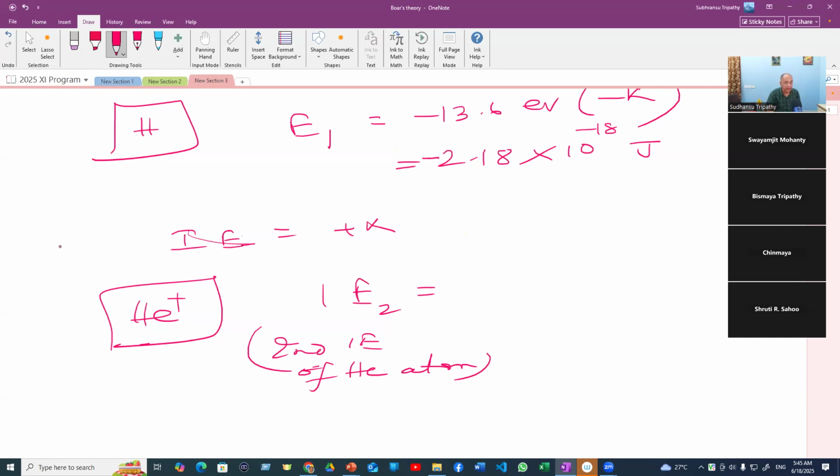Who can tell me? Because here the actual term is E is equal to minus K Z square by N square. N is 1, because it has to be the ground state to find the ionization energy. From the ground state, it will go to infinite distance. So how much will it be? Who can tell?